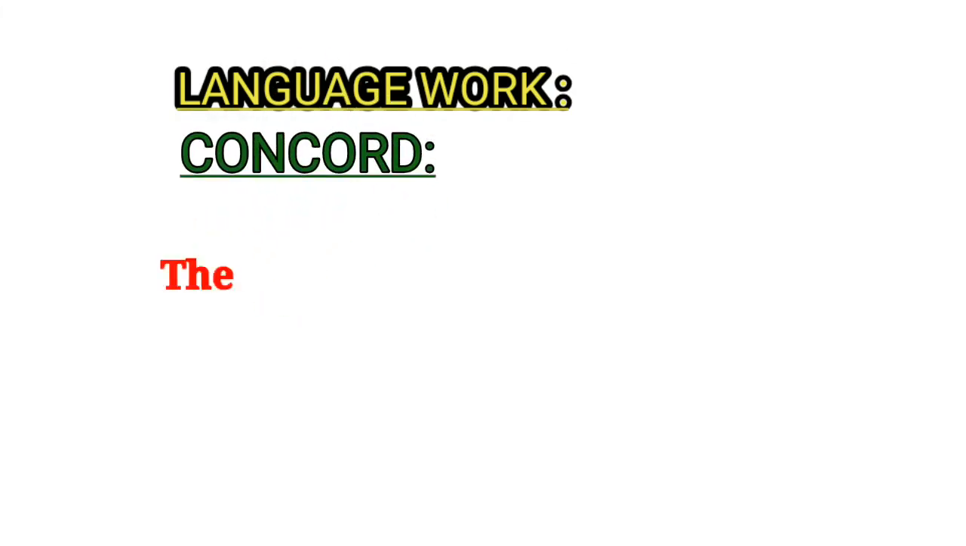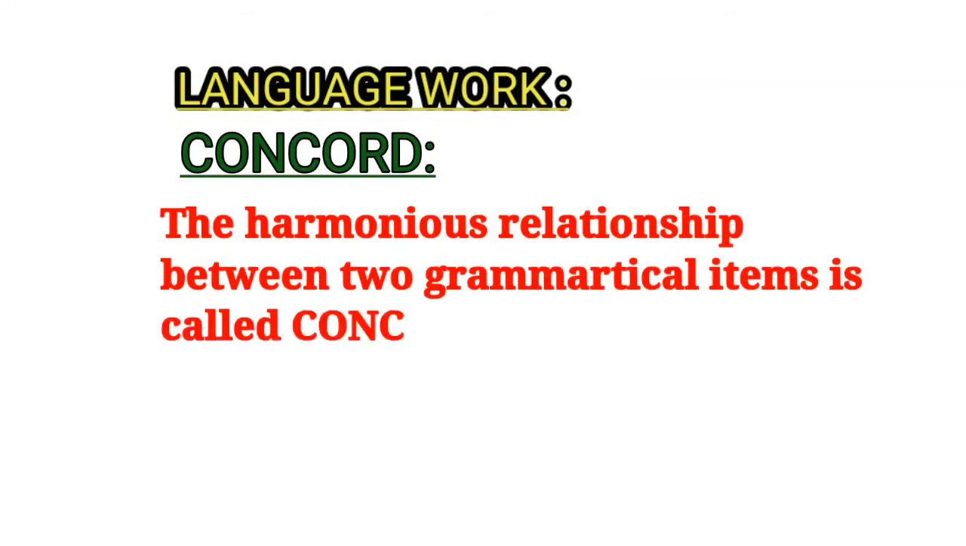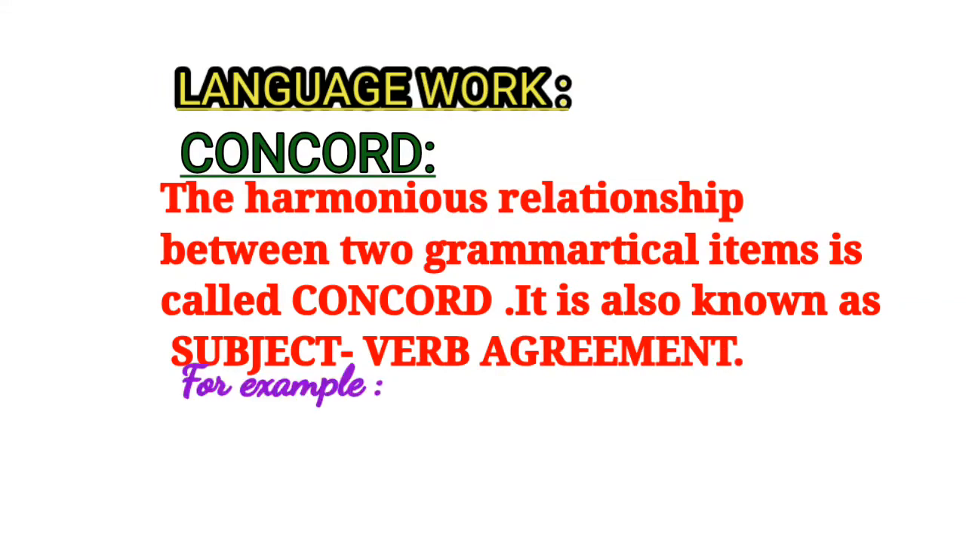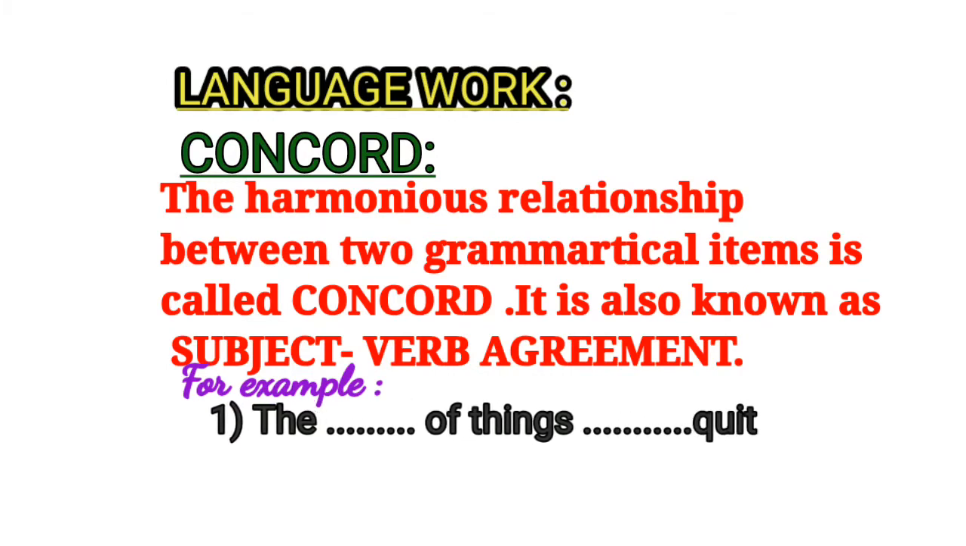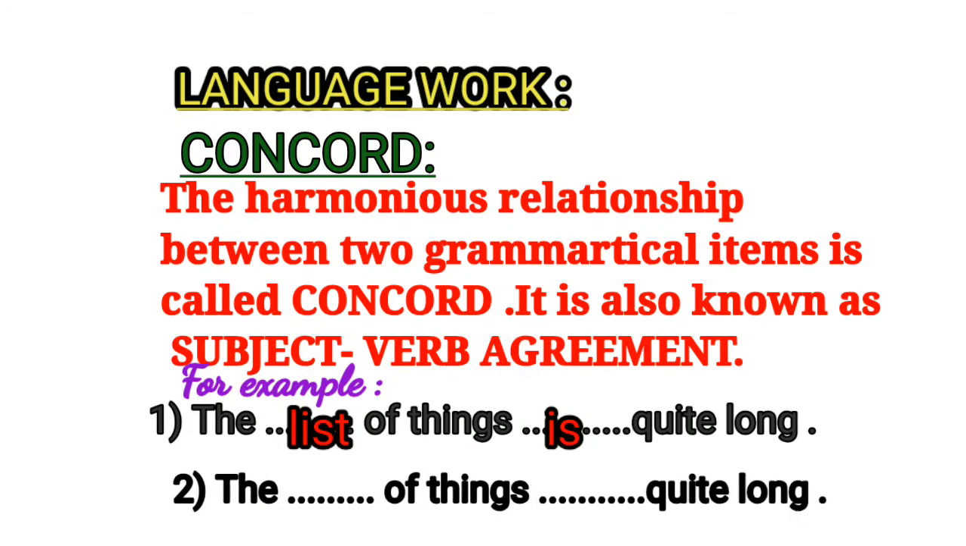Okay, fine. Now, students, let us discuss the important language work in the story. Today's main focus point is the grammatical part, concord. As you know, the word concord means a harmonious relationship between two grammatical items. And concord is also known as subject-verb agreement. As we have also discussed in earlier classes, subject-verb agreement is part and parcel of the English language. We can clear this concept by taking an example.